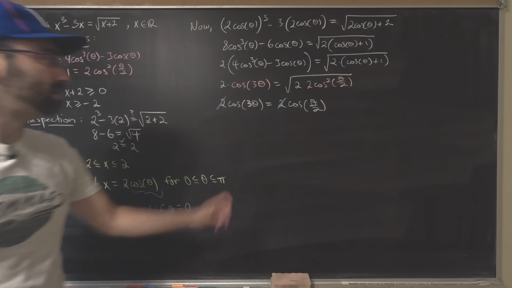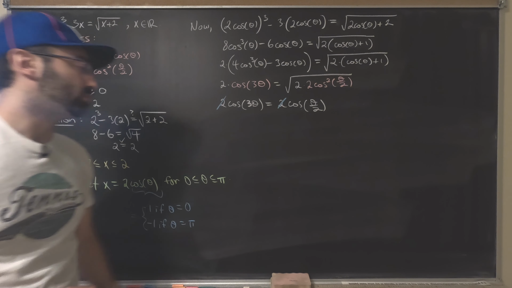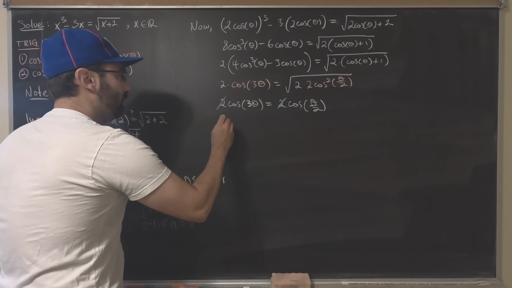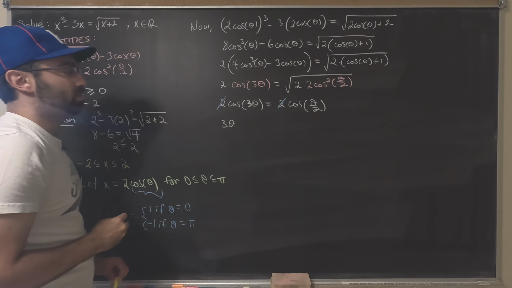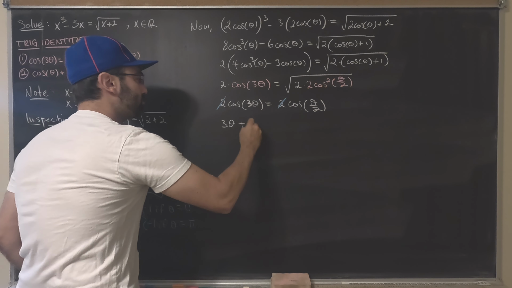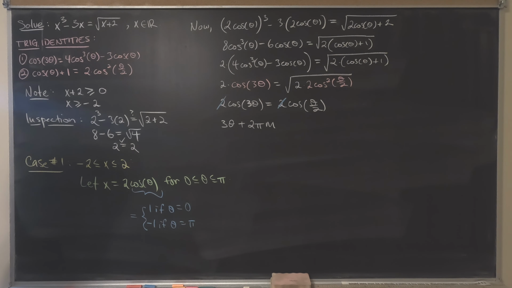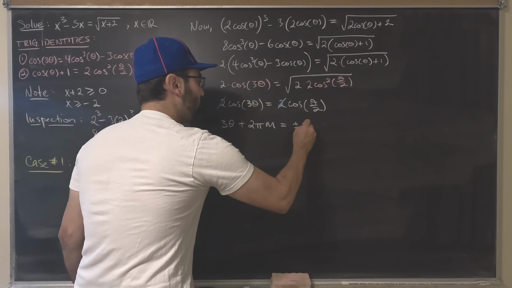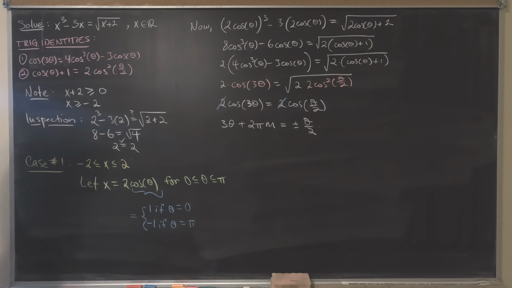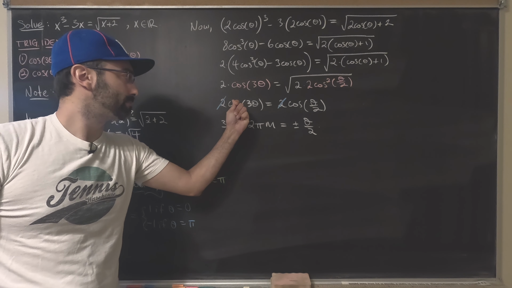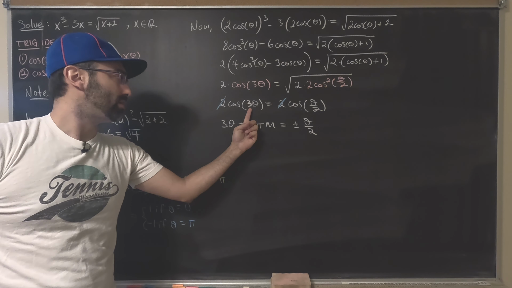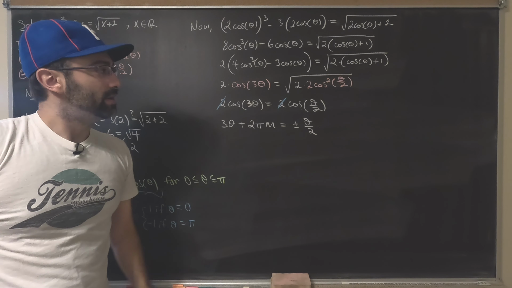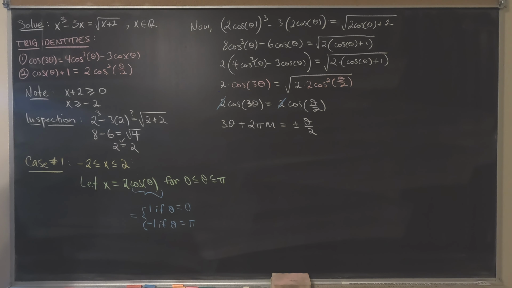In fact, when we take the arc cos of both sides, or the cos inverse of both sides, what we end up with is the following. Arc cos on the left side gives us 3 theta plus an integer multiple of 2 pi. And on the right-hand side, because cosine is an even function, we can have plus or minus theta over 2.